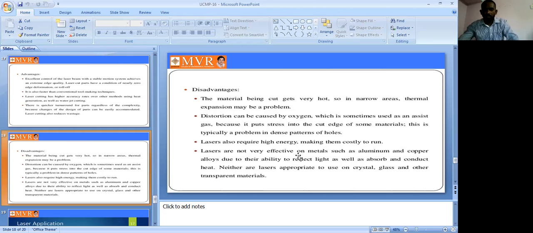Lasers are not very effective on some metals, such as aluminum and copper alloys, due to their ability to reflect light as well as absorb and conduct heat. So with these kinds of metals, we cannot see effective working.